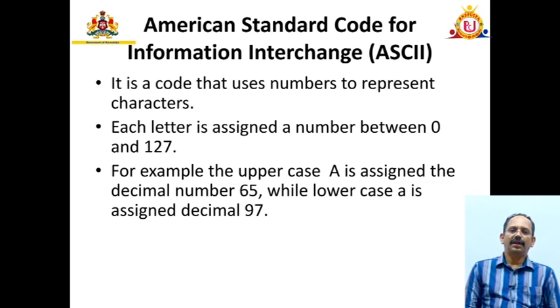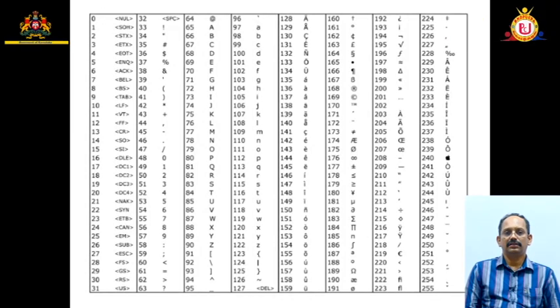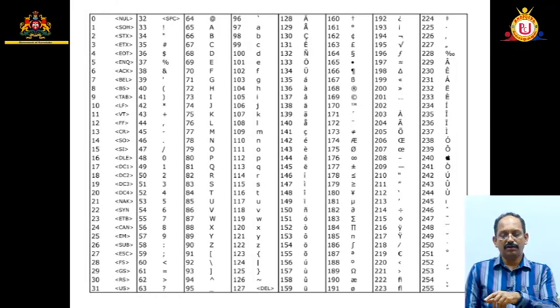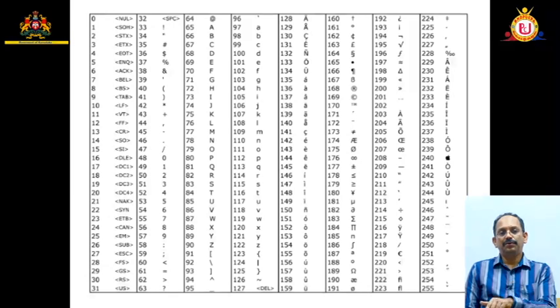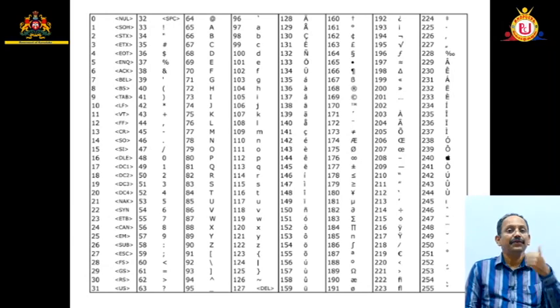I am showing the ASCII chart in the next slide. Let us look at the slide. If you see this chart, it consists of 0 to 255 symbols. The first number is 0. Look at the last column, last value 255. Including the 0 up to 255 means 256 symbols.